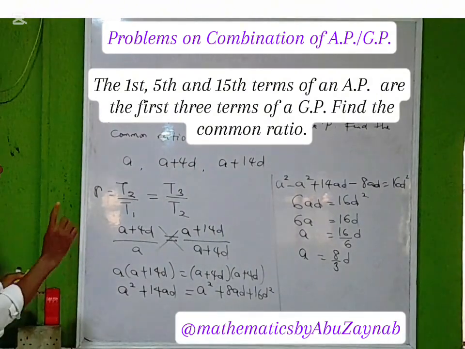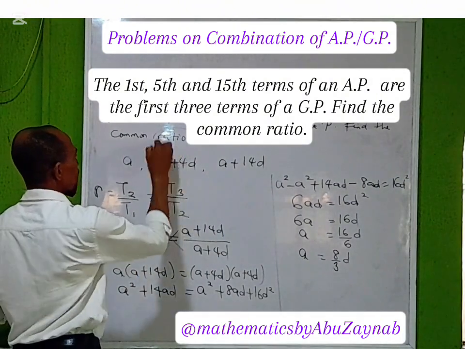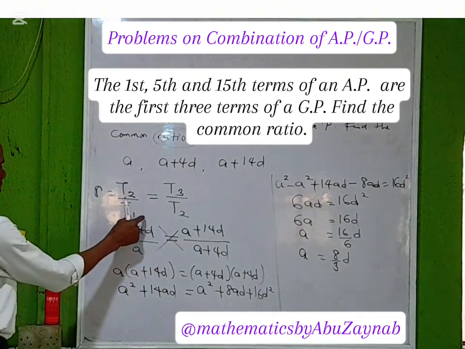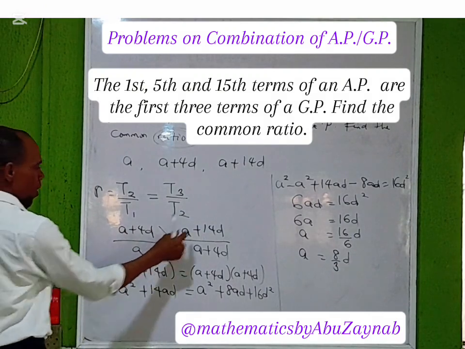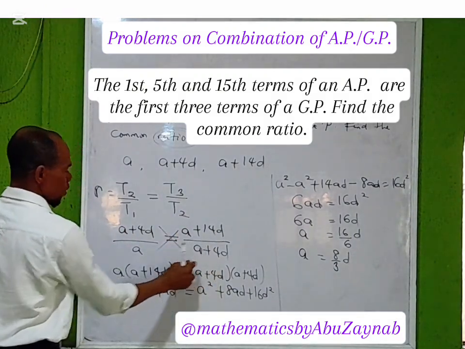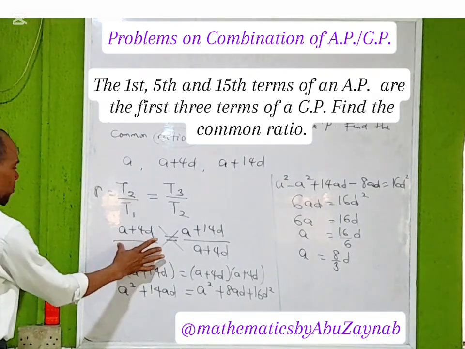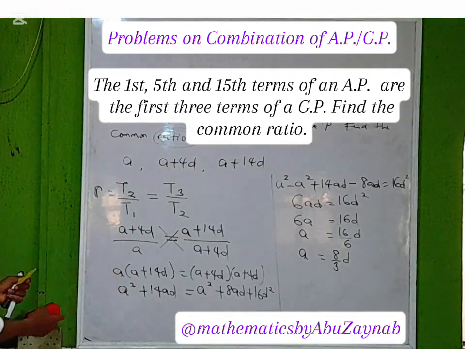After we said that, we are asked to get the common ratio, of course, of the GP. And we know that the common ratio is either A plus 4D over A, or A plus 14D over A plus 4D. We can pick any one we like. So, since we are at liberty, I choose to pick the easier looking one, which is A plus 4D over A.